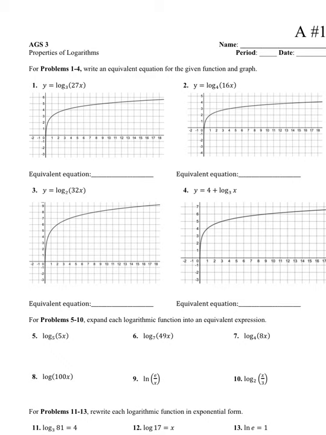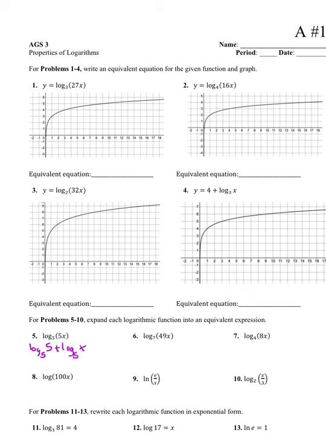So like problem 5, for example, says expand each logarithmic function into an equivalent expression. So because we have two numbers being multiplied, we could technically write this as log base 5 of 5 plus log base 5 of x. We can write it as two separate logarithms being added together.